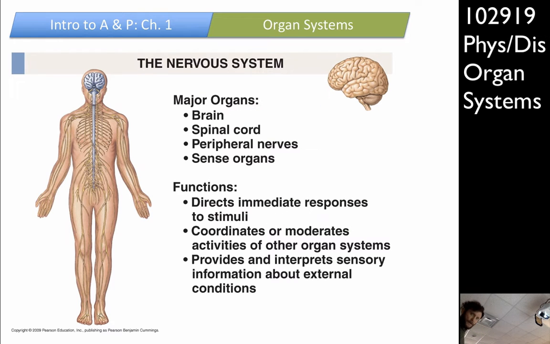All right, the nervous system. The nervous system is made up, in terms of the organs, of the central and peripheral nervous system. The central nervous system is made up of the brain and spinal cord, and then the peripheral nervous system is made up of the peripheral nerves and sensory organs.